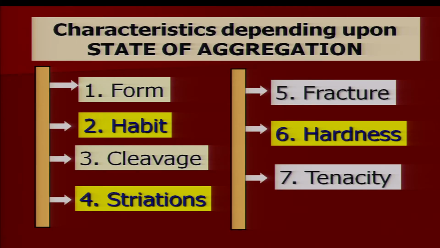Characteristics depending upon state of aggregation. Out of this, first most important is form, second habit, third cleavage, fourth striations, fifth fracture, sixth hardness and seventh tenacity. So, there are 7 important characteristics which depend upon the state of aggregation. I will take up all these one by one. First, I will discuss the form.